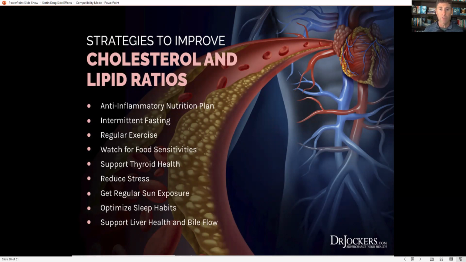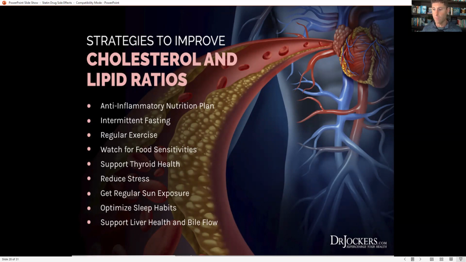And if you can even narrow it to a 6-hour window and eat from, let's say, 1 p.m. to 7 or 12 to 6, you're going to get even better benefits for improving your insulin sensitivity, reducing inflammation in your body, and improving your triglyceride to HDL ratio. Regular exercise, particularly strength training, super important here.